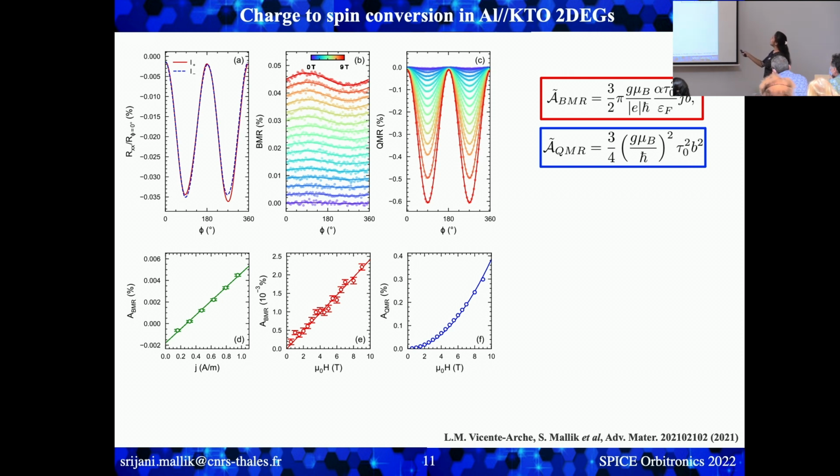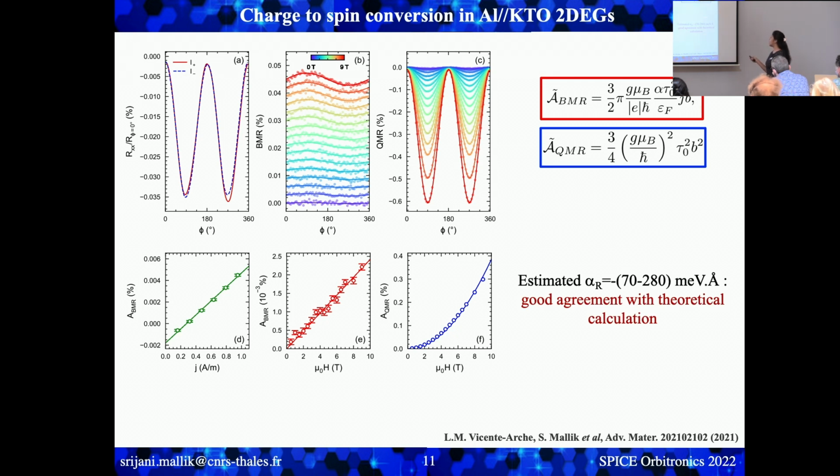Now here you see that the coefficient of BMR contains the Rashba parameter, the Rashba coefficient. So if we take the ratio between BMR and QMR, this tau square will cancel out, and from the other parameters it is possible to estimate the value of alpha experimentally using this technique. And this is what we did, and we found the estimated alpha between 70 to 280 milli electron volt angstrom, which matches quite well with the theoretical tight binding fits we observed in our ARPES measurements.